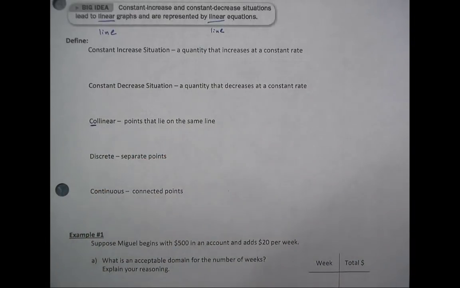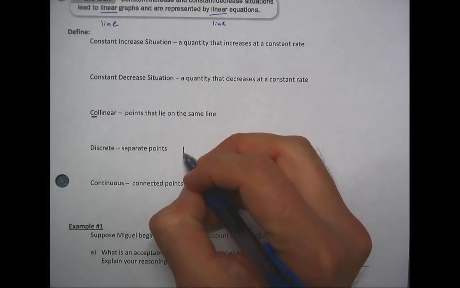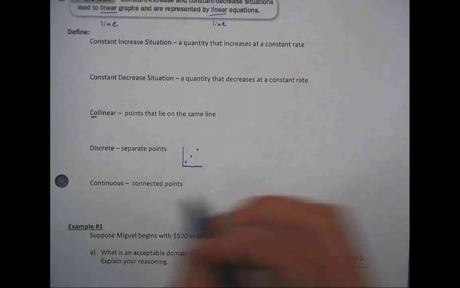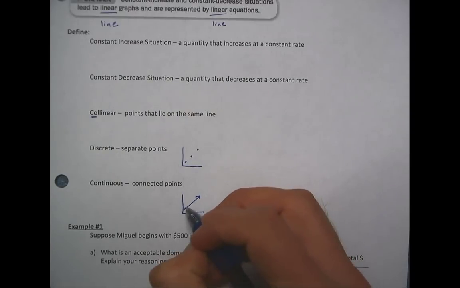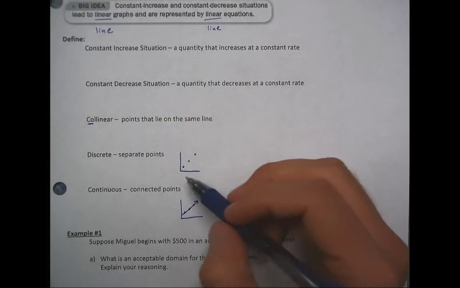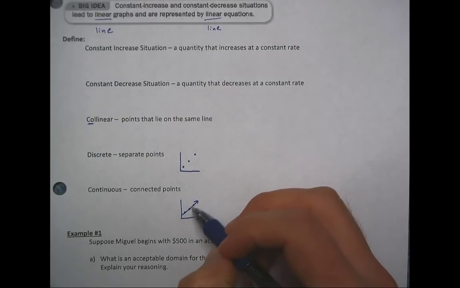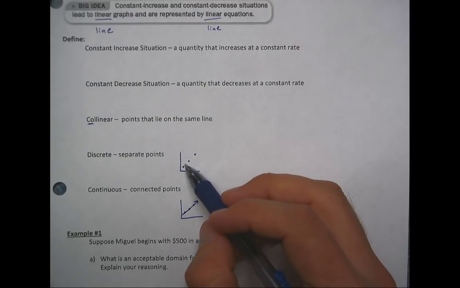Discrete, if you didn't find this one in your textbook, it wasn't bolded, but it is in there. And those are separate points. So let's just draw a quick graph. That's when we have points that are separated like this. They're not connected. As opposed to a continuous graph, where you have a line where everything's connected. So you have points on this line, but everything's connected. The difference between the two is on a continuous graph, every single point, even between the dots, is part of the solution set. Whereas in a discrete set, only these points are part of the solution set. Anything in between wouldn't necessarily count.